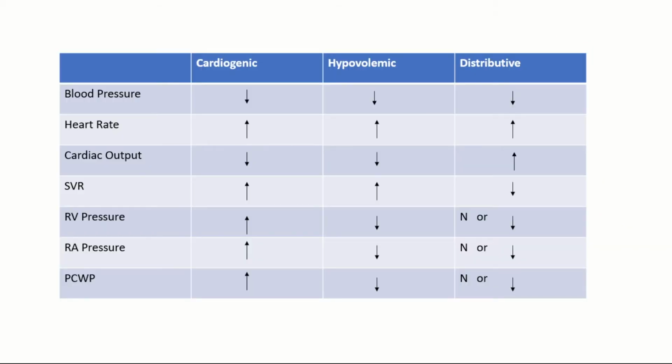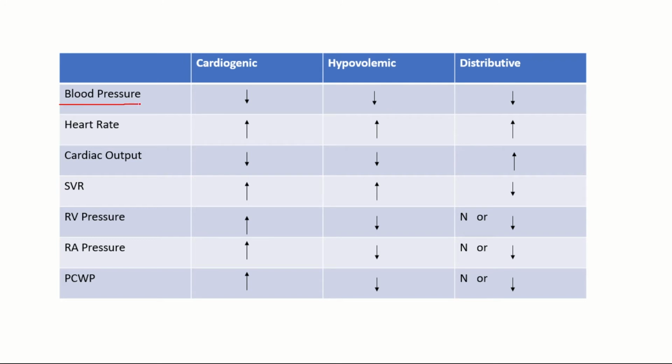So here I have compared the different hemodynamics of the three types of shock. We have the cardiogenic shock, hypovolemic, and the distributive shock. Now here I have not included the obstructive shock because we diagnose obstructive shock using other methods rather than the hemodynamics.